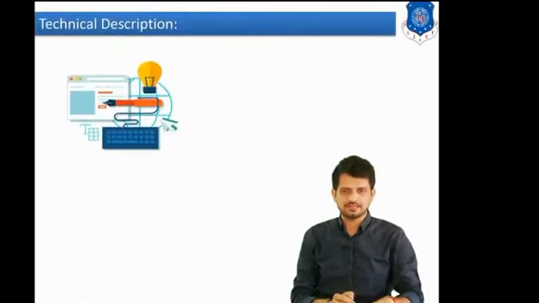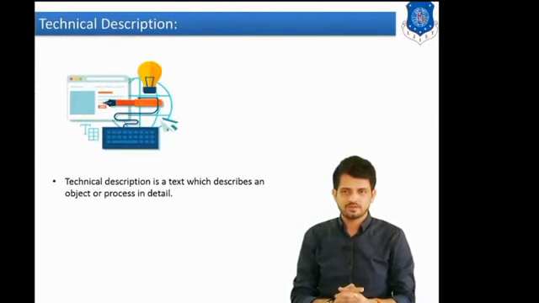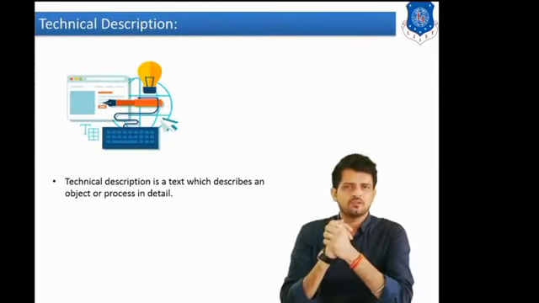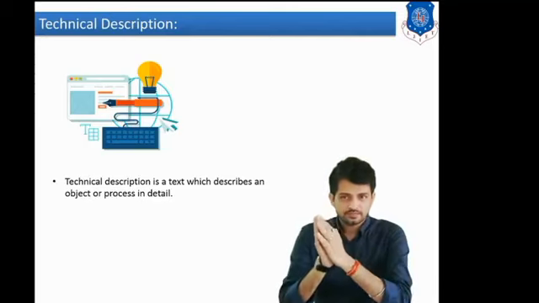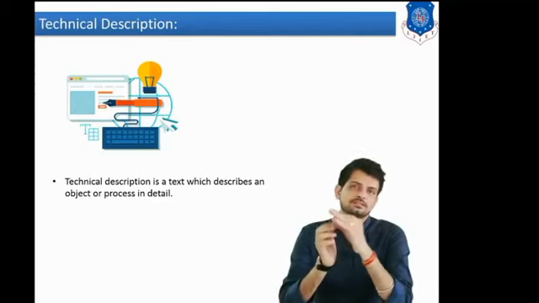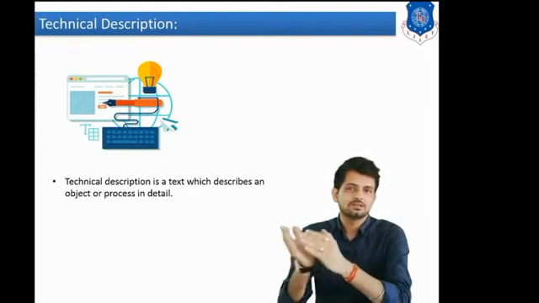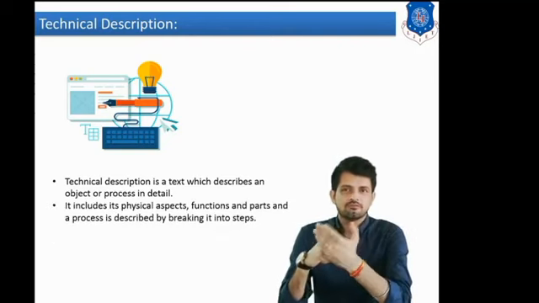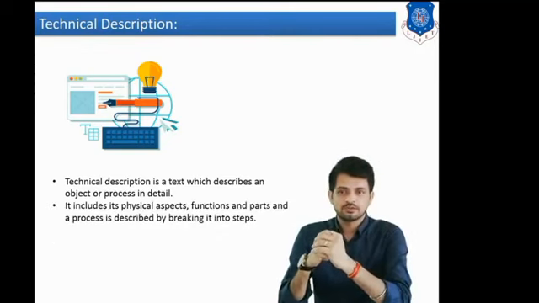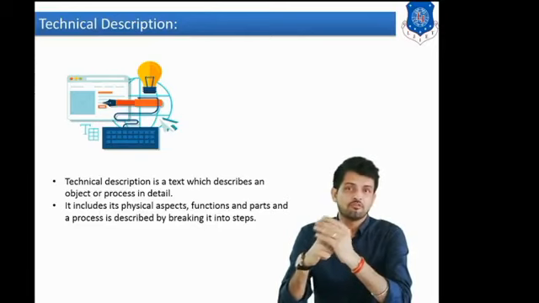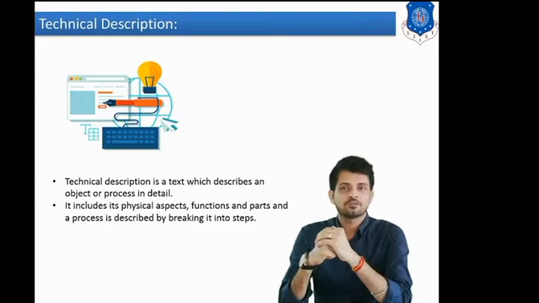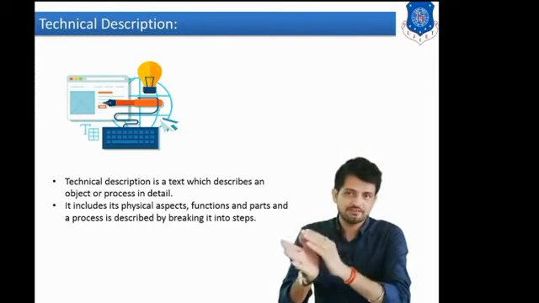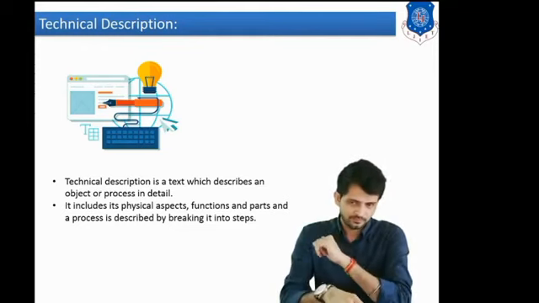Okay, the next is technical description. Now, what is the meaning of technical description? Technical description is a text that will describe the object or process in detail. Okay, what does it include? It includes physical aspects, then functioning. It also consists of the parts and definitions of the process, how the process is defined, how the process is working. Each and everything will be covered in the technical description.